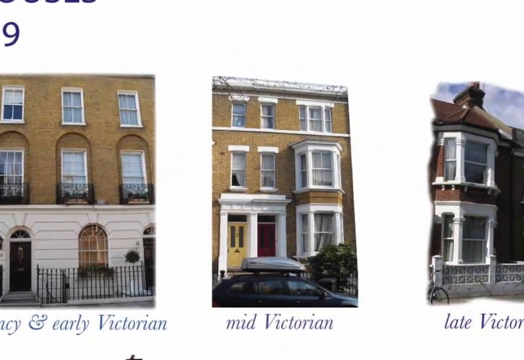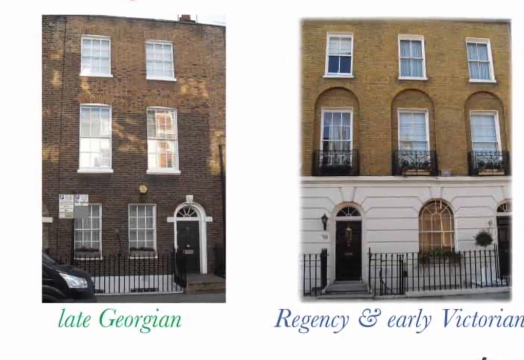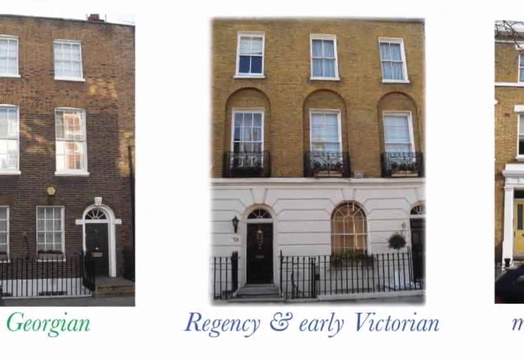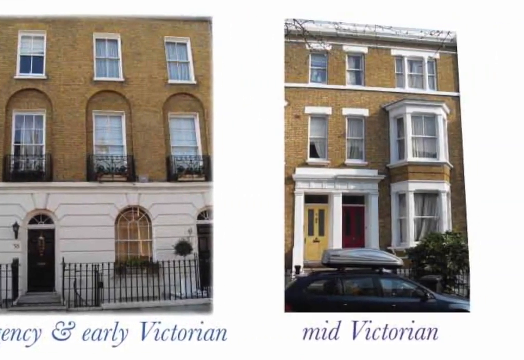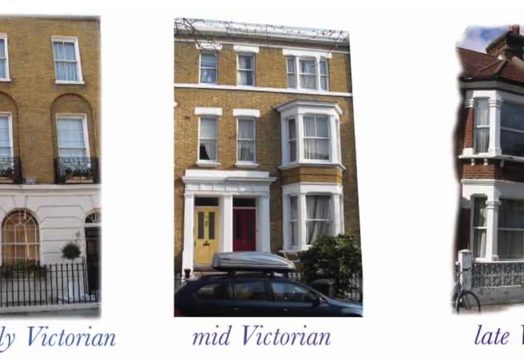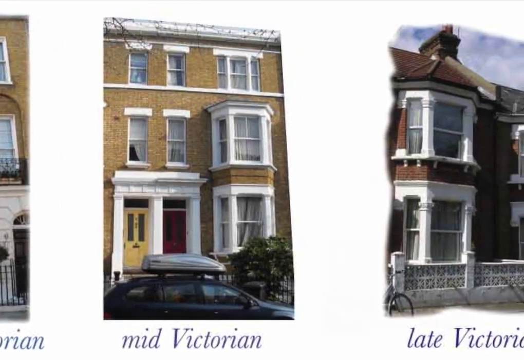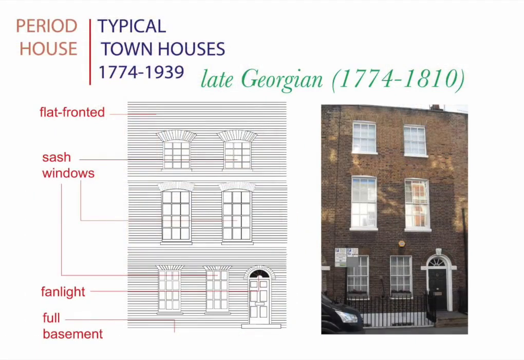Most of these periods spanned a generation, but the long Victorian era lasted from 1837 until 1901, so it is presented as early, middle and late. In each period, typical houses are presented as front, plan and back. These introductory images give you the idea.